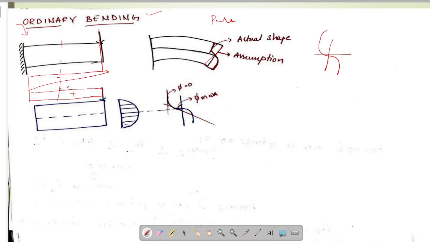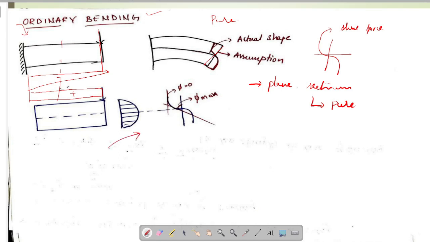But this deformation is very small and this can be neglected. This particular deformation is due to shear force. So, this plane section remains plane assumption in actual is valid only in the case of pure bending. But as this deformation due to shear is very small, we can assume this assumption in case of ordinary bending also. So, bending stress theory is valid in case of any type of bending.